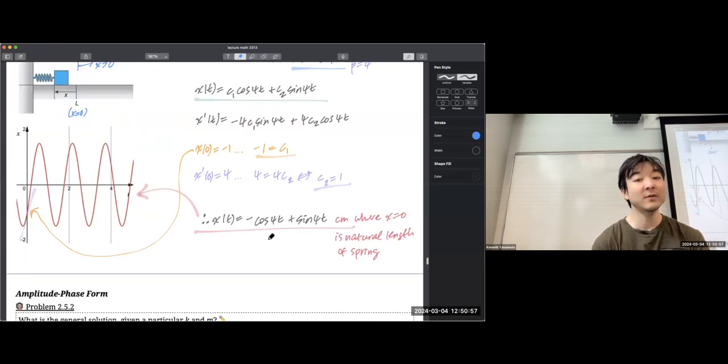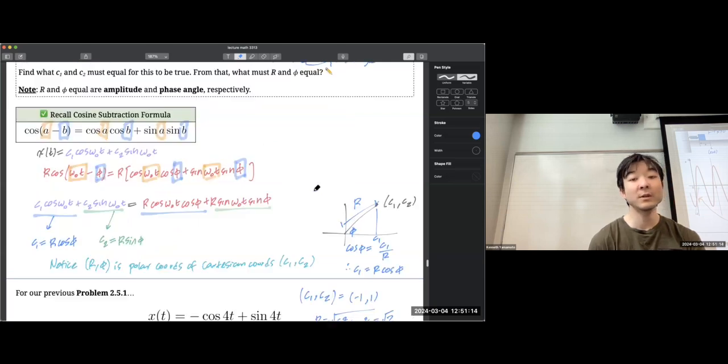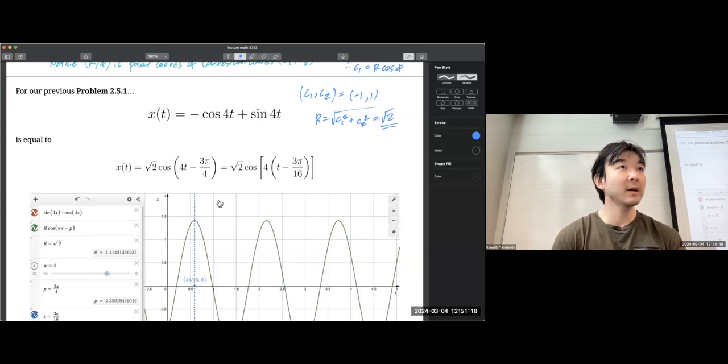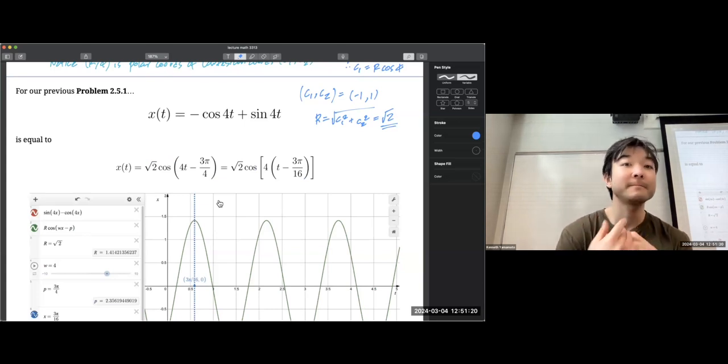Because it's negative cosine of 4t plus sine of 4t. But C1 is -1 and C2 is +1, and you just interpret those as the Cartesian coordinates and find the modulus, the magnitude of your polar form, and that's going to give you the amplitude of your oscillations. We'll do the phase angle and talk about this a little more, but we don't have time today. So, okay.